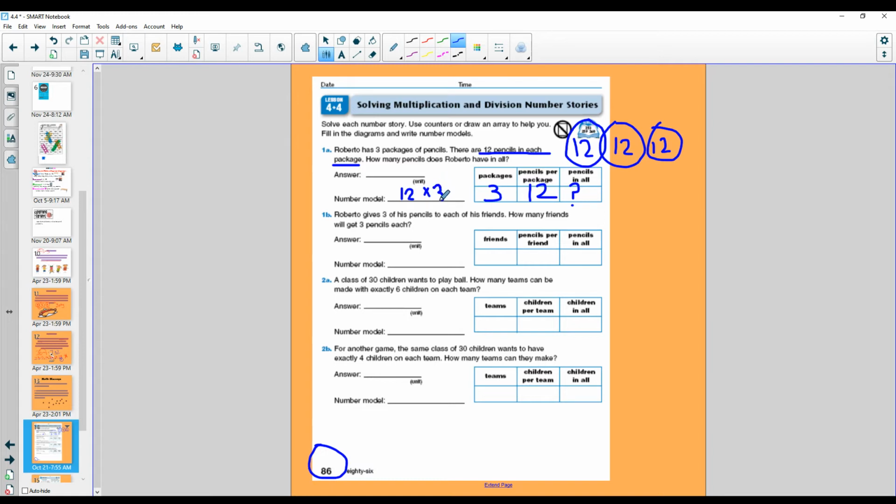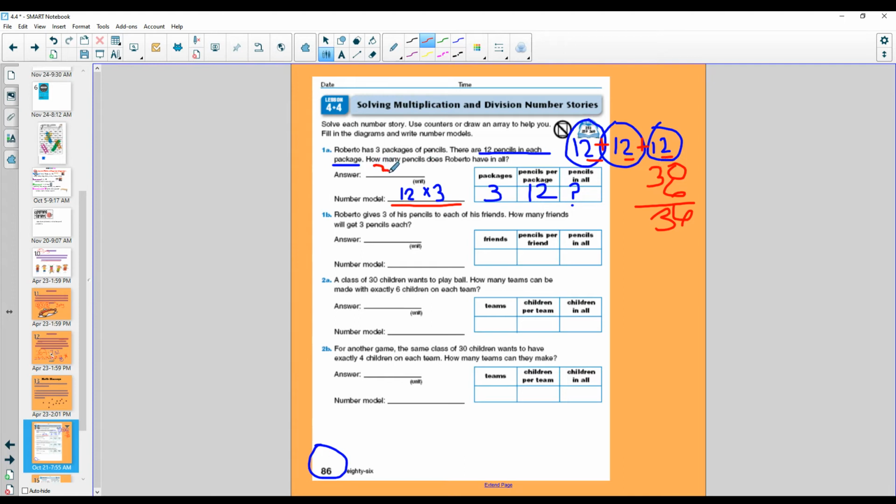Now you might say to yourself, I don't know how to do 12 times 3. What you do know is repeated addition. 12 plus 12 plus 12. Let's count by ones. 2, 4, 6 ones. Now let's count by tens. 10, 20, 30. And when I put 30 and 6 together, I get our answer of 36. Remember, multiplication is repeated addition.